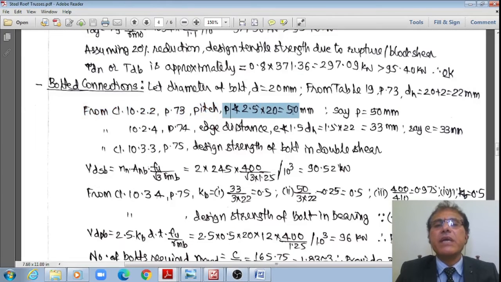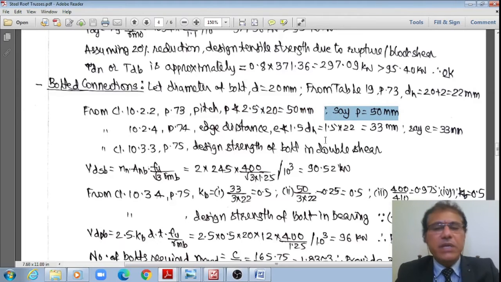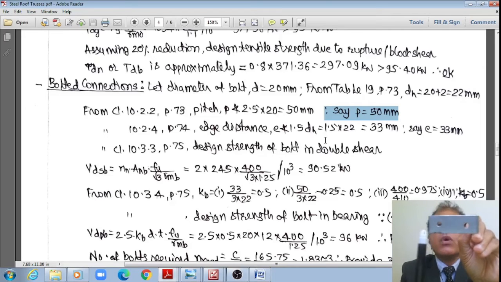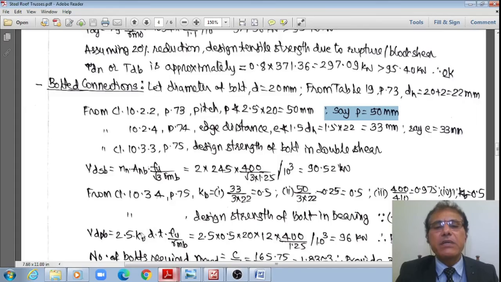Therefore, pitch should not be less than 2.5 multiplied by 20, 50, and it should not be greater than 12 multiplied by 12, 144 or 200. Therefore, this pitch should not be more than 144. Therefore, I say let us provide a pitch of 50 mm. This pitch is the center distance between the two bolt holes, right? In the direction of load application, it is called pitch, right?